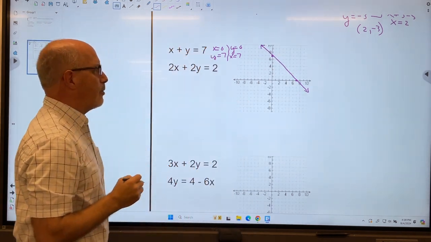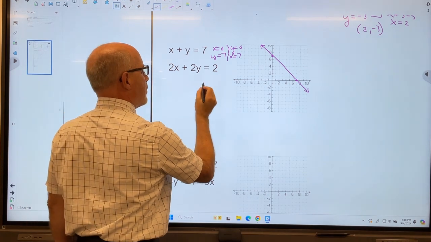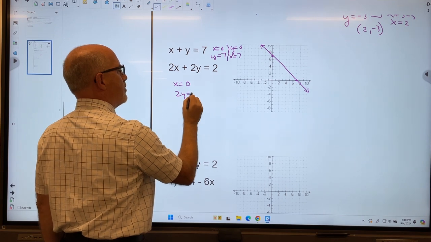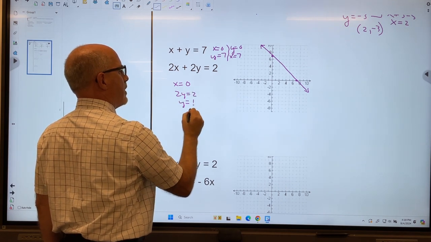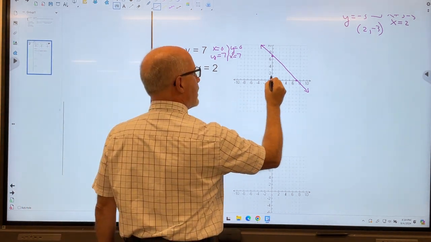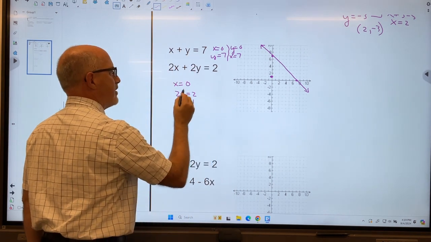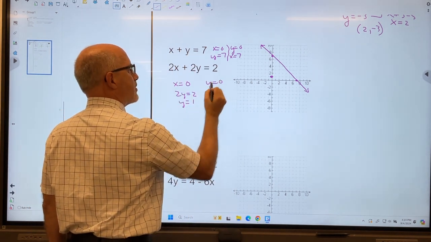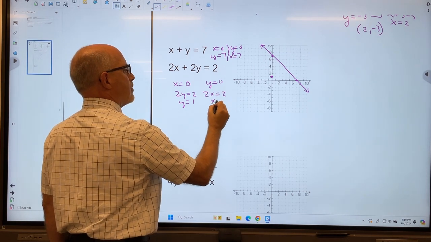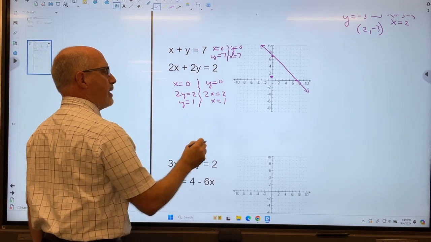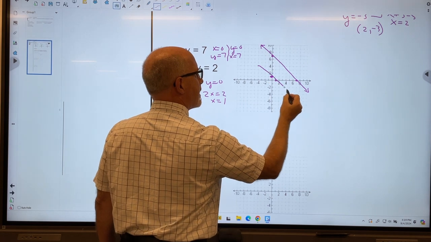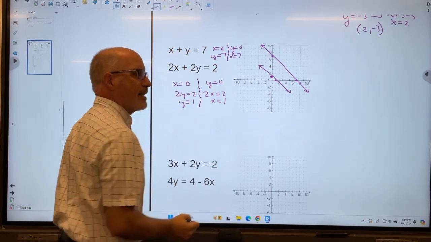Now let's graph the second one. If I put in x equal to 0, I'm going to get 2y equal to 2, so y equal to 1. So for this one, x is 0, y is 1 right there. And then if I do y equals 0 for the intercept, I get 2x equal to 2, x equals 1. So I end up with 1, 0. If I graph that, I get a parallel line to that one.